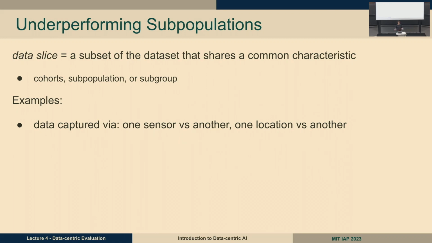I should say, when we're thinking about slices, these are typically things where we don't really want our model's performance to vary too much across them because we kind of expect them not to play a big role in the prediction problem.